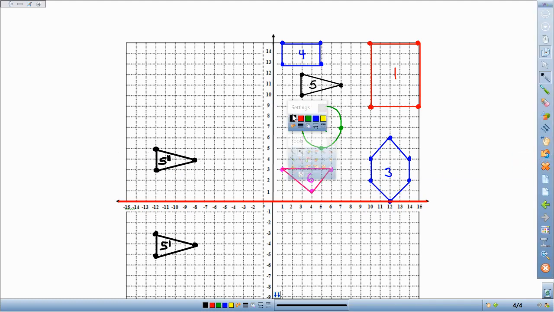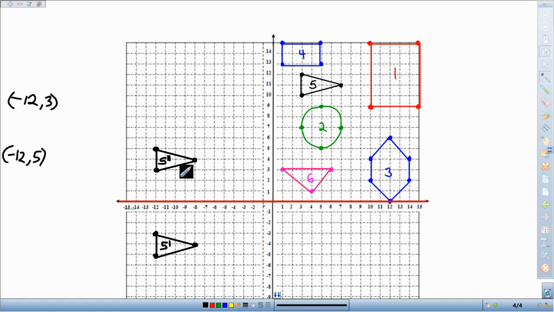So we need to find these coordinates. Let's go ahead and do it off to the left here. I'm going to start with this bottom left one. It looks like it's at -12 on the x, +3 on the y. So -12, 3 is one of my coordinates. This one above it looks like it's at -12, +5. And this one here looks like it's at -8, +4. So here's the points.